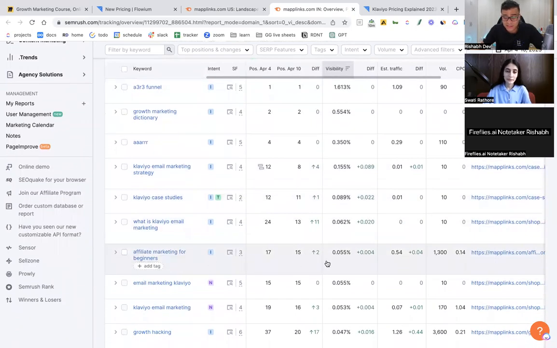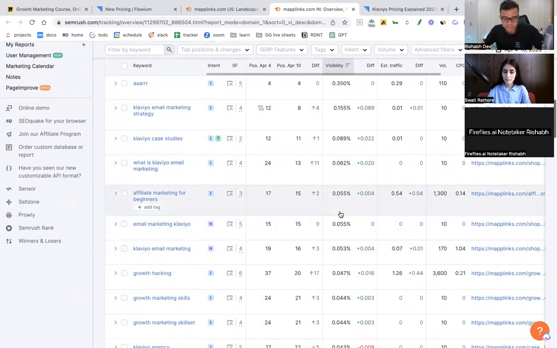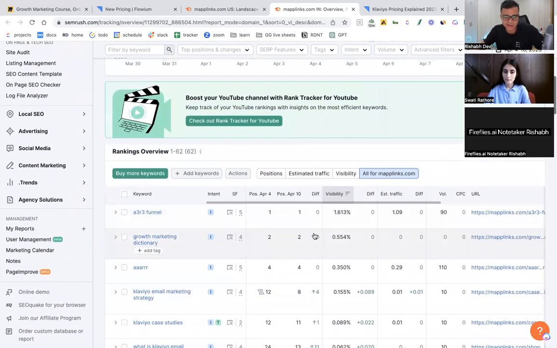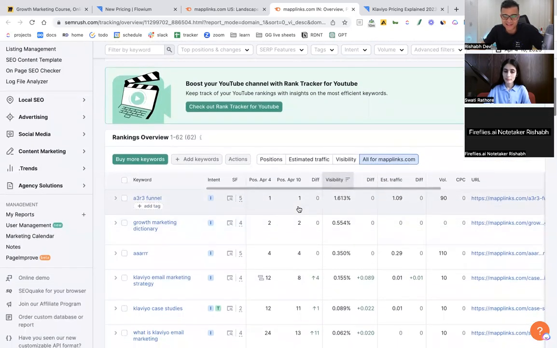Great. Affiliate marketing for beginners is quite not an easy keyword to rank for. We are on the second page. Also an article written very recently, but 3 months old. What is Klaviyo email marketing? Jumped from the 24th to the 13th position. So some of these are pretty good. And, of course, the A3R3 funnel, we are on the first result.